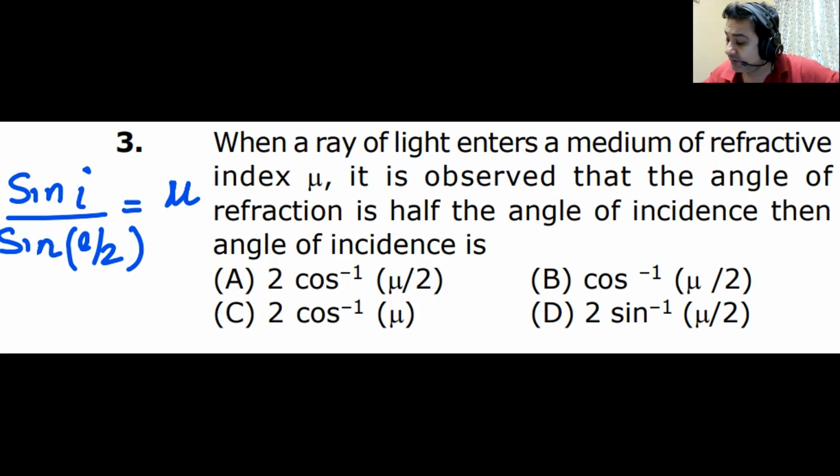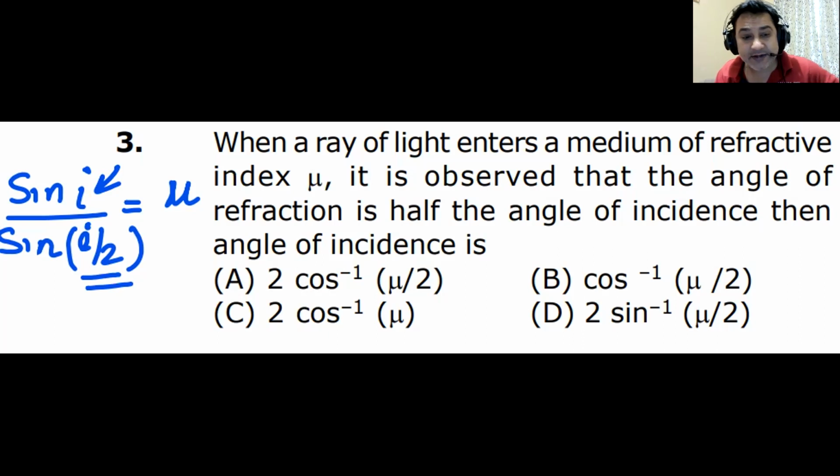Now here it is sine of I by 2. Here it is sine of I. How do I solve this? I use the double angle formula. What is the double angle formula? Sine of 2 theta is 2 times sine theta cos theta. Do we understand this? That is maths. So I apply the double angle formula. I convert sine of I into sine of I by 2. How do I do it?